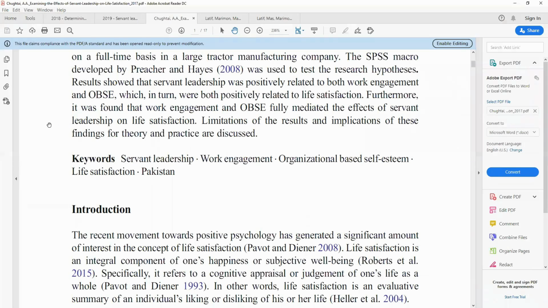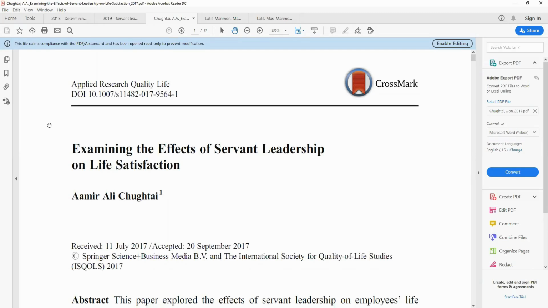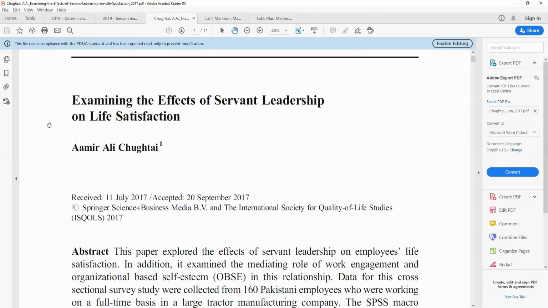let's say here is one. Examining the effects of servant leadership on life satisfaction. Now, this was published in Applied Research in Quality of Life Journal. It was written by Amir Ali Chuftai.